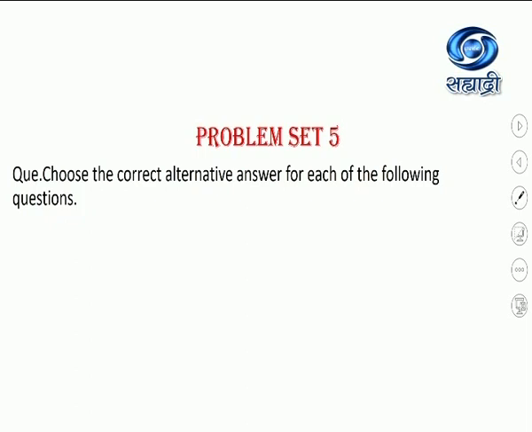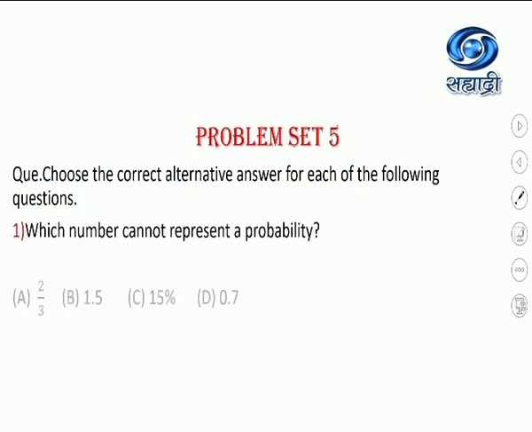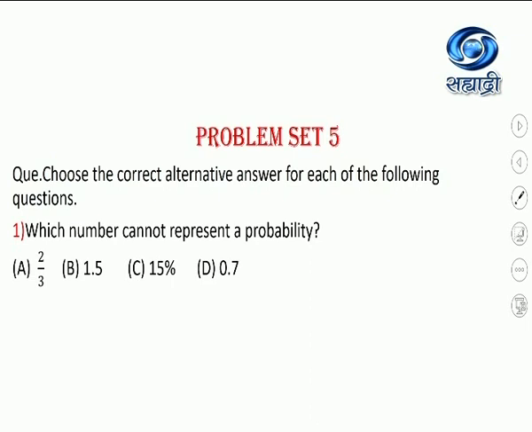First one, each carries 1 mark. Which number cannot represent a probability? First option 2 by 3, then second one 1.5, 15%, 0.7. So children, if you observe all these options, they are very close, so you need to observe keenly. Then you will come to know that option B shows 1.5, and you all know the probability range. Probability lies between 0 to 1.